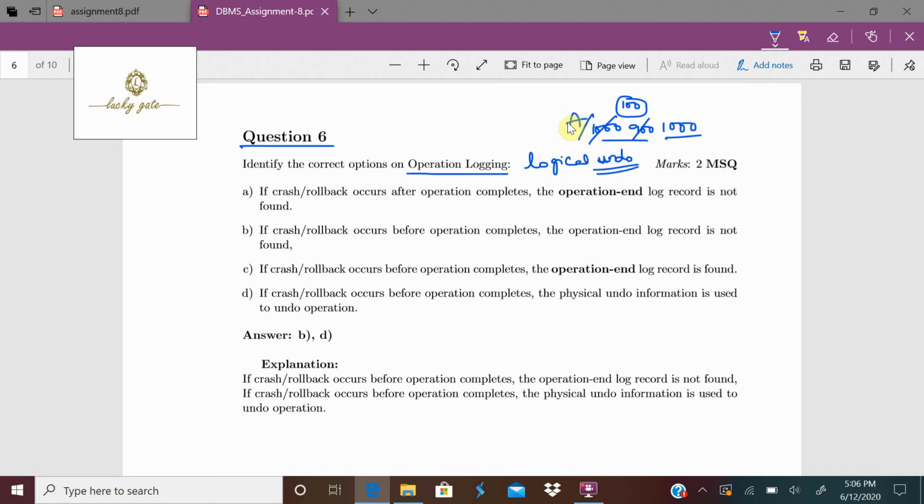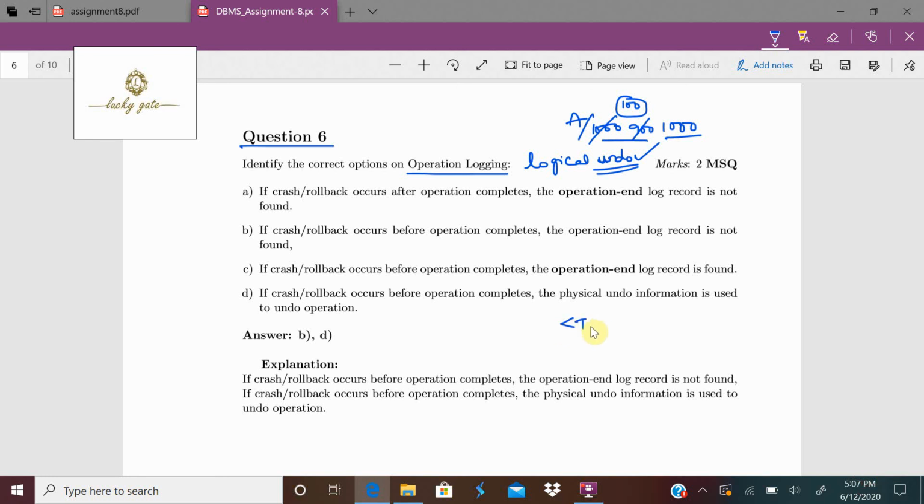Suppose some transaction locks A and changes the value of A from 1000 to 900, and because the lock is released, another transaction may lock the same A and perform some operation. After that, if the transaction which changed the value of A from 1000 to 900 is undone, meaning aborted, the physical undo information will not make the database system go into a consistent state. In such cases, logical undo information is required. For performing logical undo, it uses operation logs.